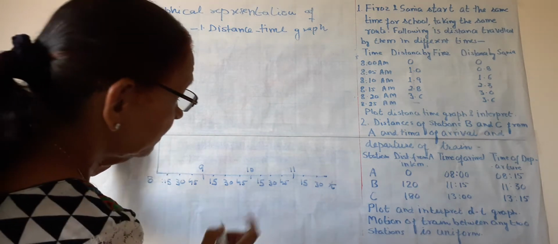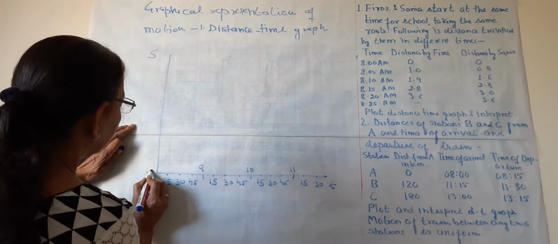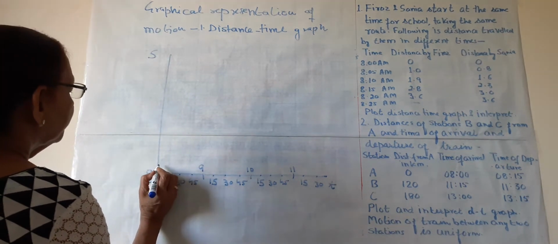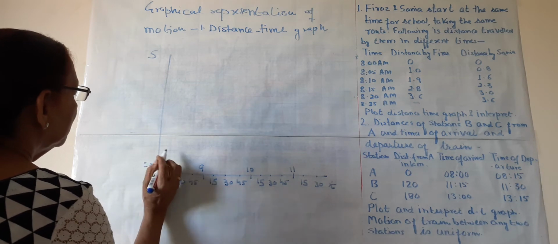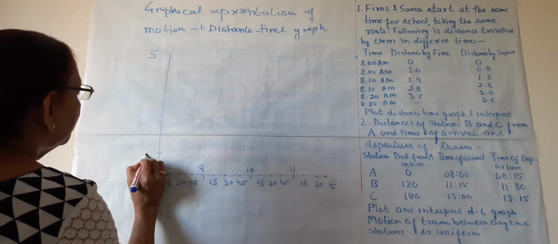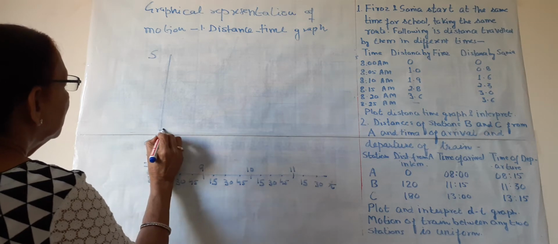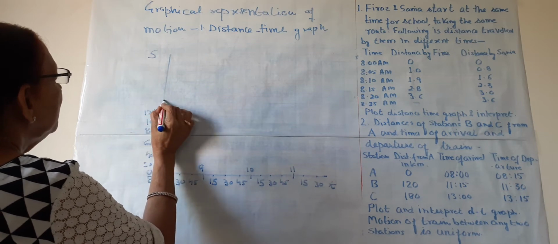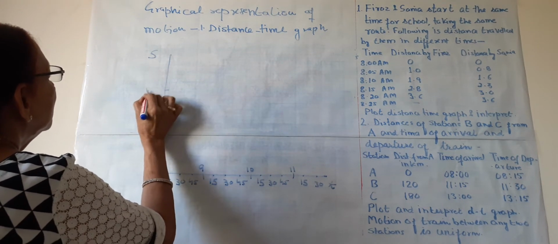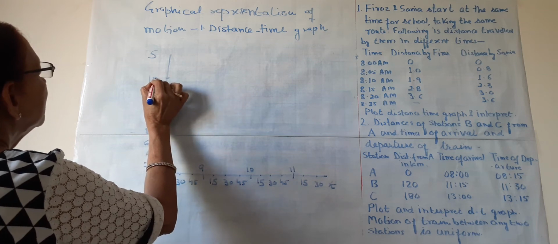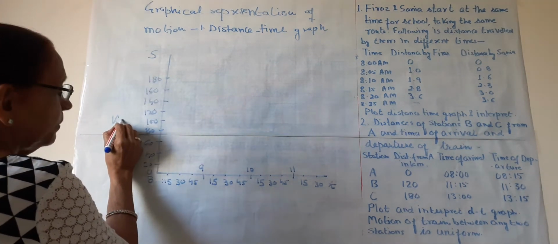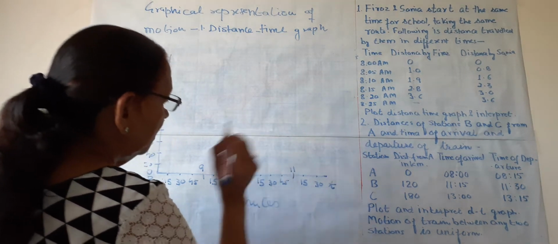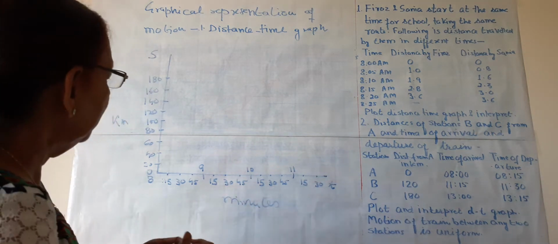And for distance, we have to start with 0 and we have to go up to 180. So 0, 20, 40, 60, 80, 100, 120, 140, 160 and 180. This is in kilometers. This is in minutes. So this is about the data.